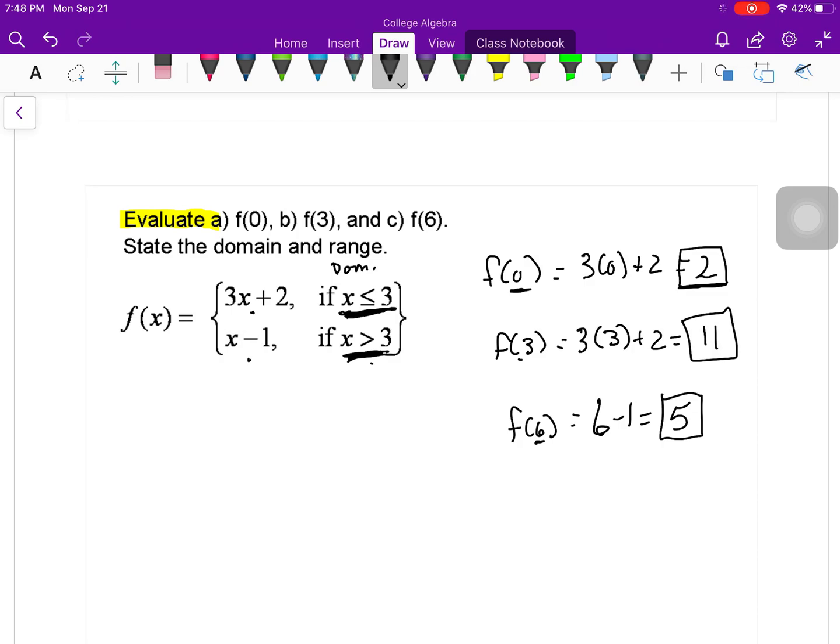Now it says state the domain and range. So I'm going to look at a graph of this in order for me to do that. When it was 3, I had 11. So 3, 11 was a closed circle. Then when I picked something smaller like 0, I got 0, 2. So here's my first piece. Now, just to find a beginning when I graph, I'm going to put 3 in, but it'll be an open circle, so that means it will not be included. So 3, 2 is open. And then when I pick something bigger like 6, I got 5. So 6, 5.